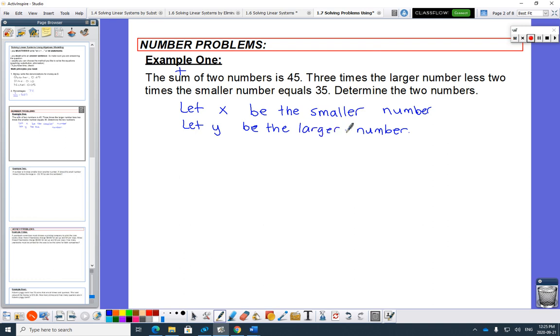When you have a number problem, usually one of the equations is very straightforward. So it just says the sum of two numbers is 45. And then the other equation will require a little bit more brain power, okay?